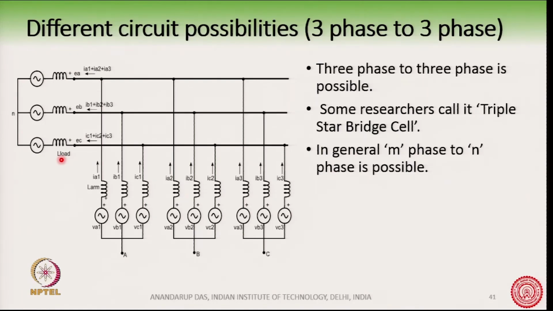Now, what is done nowadays when you want to convert from one 3 phase to another 3 phase system? Say, for example, you have a 3 phase 50 hertz incoming supply and you want to drive a 3 phase motor at, say, 10 hertz. So, this is basically a 3 phase to 3 phase system. One side is 3 phase at 50 hertz at a certain voltage, the other side is another 3 phase at another voltage and frequency.